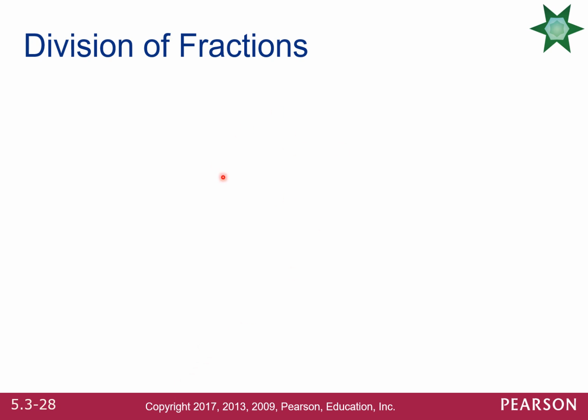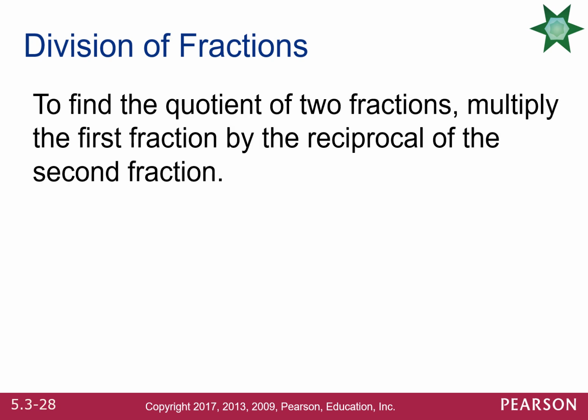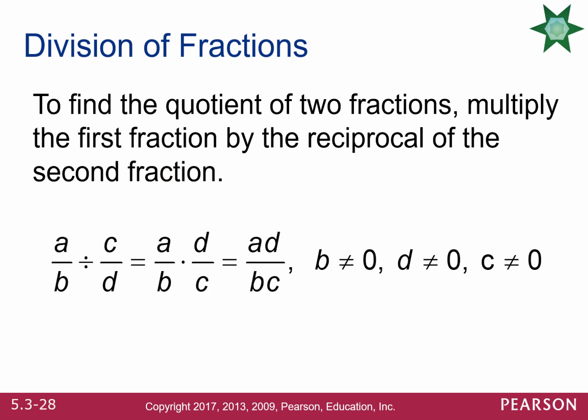So now we are in a position to talk about division of fractions, now that we understand what reciprocals are. It says to find the quotient. The quotient is the answer we get from a division, right? To find the quotient of two fractions, multiply the first fraction by the reciprocal of the second fraction. Let's look at how they work it out. They have discussed this in general form, and on the next slide we'll probably see an example.